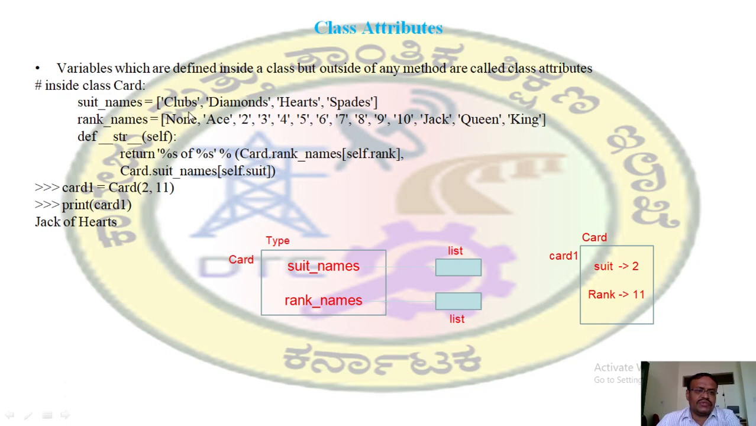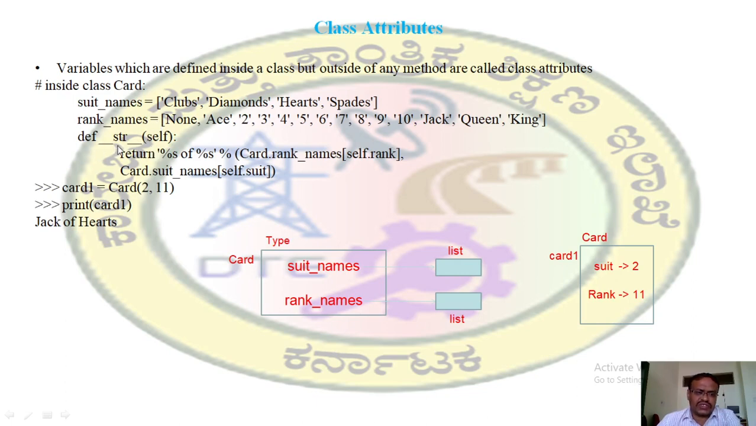The suit names are clubs, diamonds, hearts and spades, and the rank names are None, Ace, 2, 3, 4, 5, 6, 7, 8, 9, 10, Jack, Queen and King. These are all the rank names we have, and the suit names: clubs, diamonds, hearts and spades. These two lists we call attributes of the given class because they are written inside the class but outside the methods.